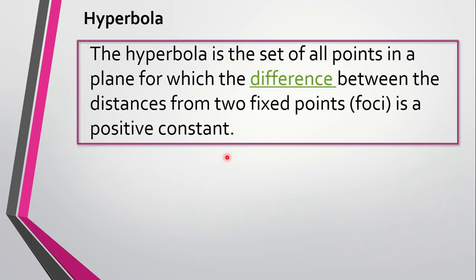The hyperbola is the set of all points in a plane for which the difference between the distance from two fixed points is a positive constant. So the two fixed points are called foci.